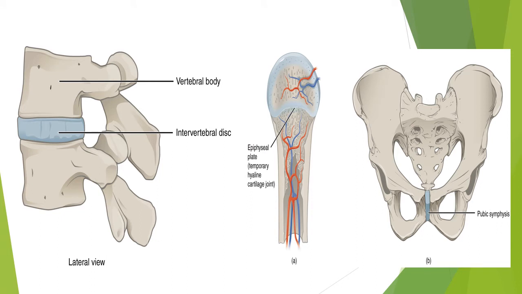Okay students, there are some examples of cartilaginous joints. As you see in the diagram, the intervertebral disc is purely composed of fibrocartilage, that's why it's included in cartilaginous joints. The intervertebral disc is basically the joint present between two vertebral bodies. These intervertebral joints work together as a unit, and their purpose is to facilitate movement of the spine.